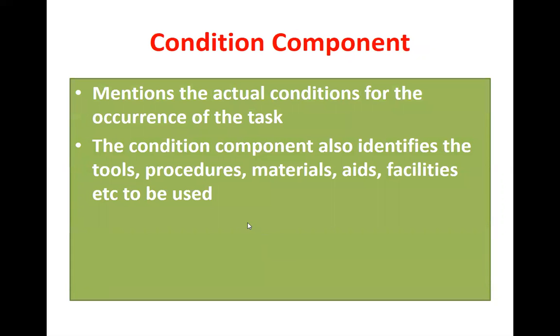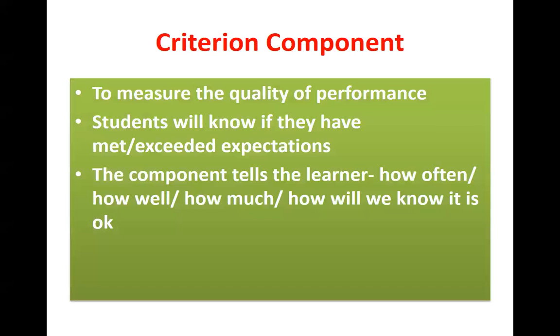Next, we'll go to the condition component. So the condition component is also an important part of our course outcome. And this condition component mentions the conditions for the occurrence of the task. Okay, so this can include the materials, tools, facilities, etc., which you can use for performing the action under the given criteria.